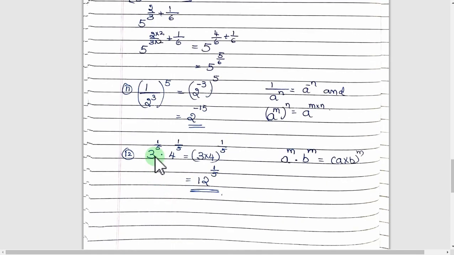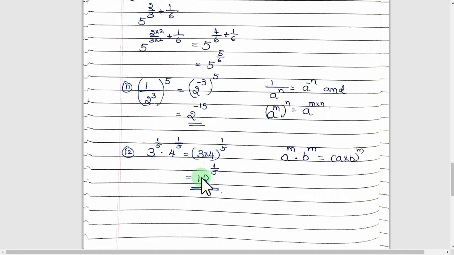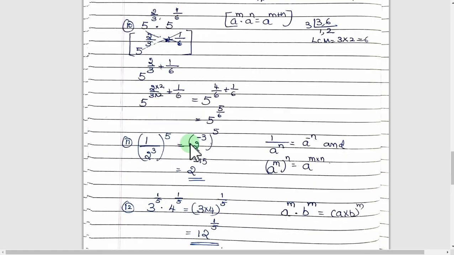Next question, 3 to the power of 1 by 5 into 4 to the power of 1 by 5. Now we are using the property a to the power of m into b to the power of m. Powers are same, but the bases are different. So a into b to the power of m. So 3 into 4 to the power of 1 by 5. 3 4s are 12. 12 to the power of 1 by 5. These are the example sums.